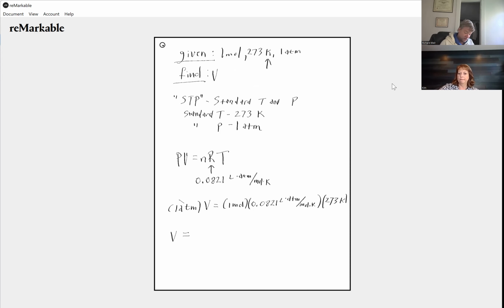Now notice atmospheres will cancel. They're both in the numerator. Moles will cancel. Kelvin will cancel. What are we left with? We're left with liters. And if we set this up correctly, just punch it in your calculator. 0.0821 times 1 times 273 divided by 1. 22.4 liters.